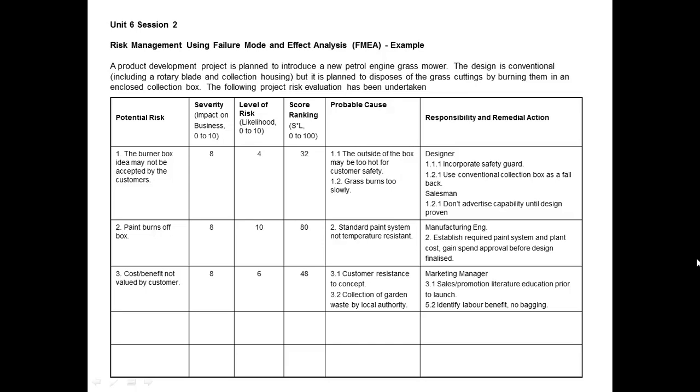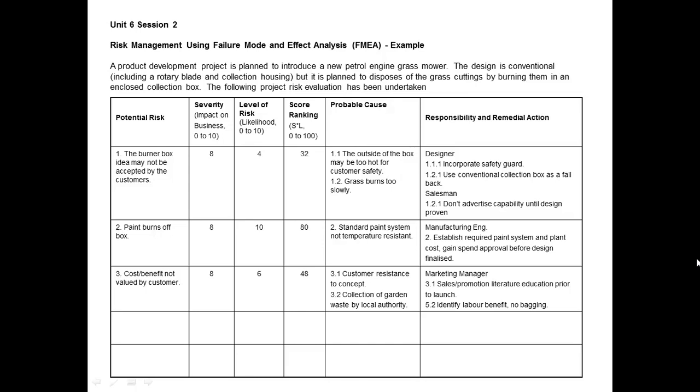So we have to be careful that we understand what the real motivation of the customer is and take those motivations into account when we're thinking about what risks there might be in producing a new or innovative product.